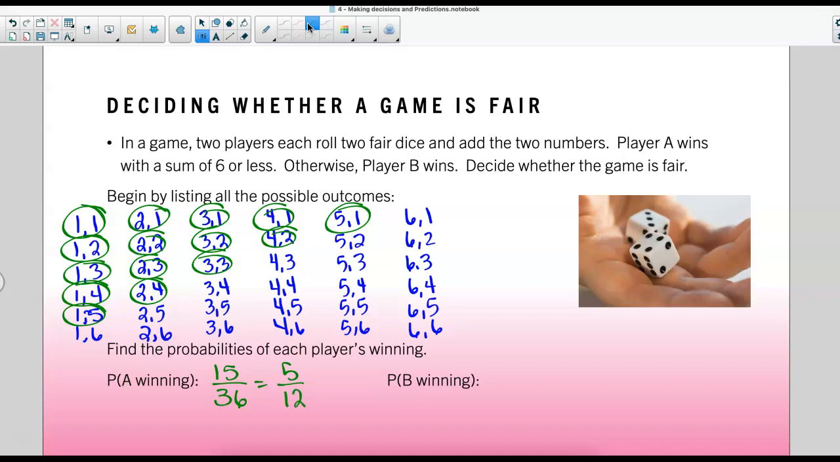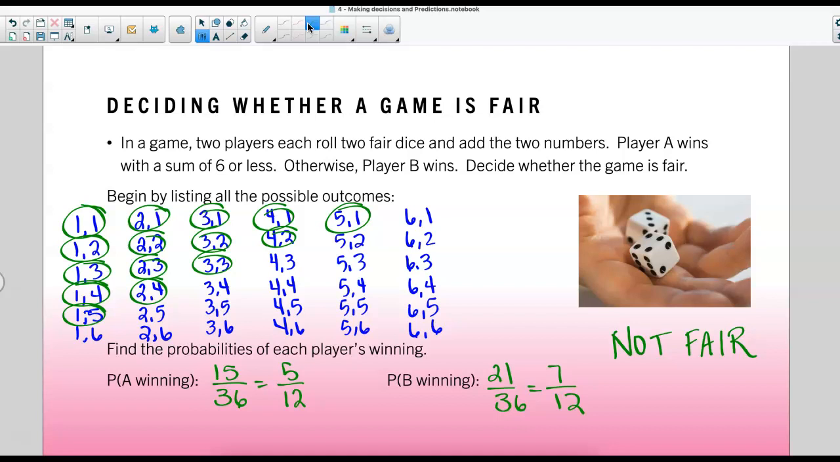It says player B wins all the rest of the time. So if player A won 15 out of 36 times, 36 minus 15, player B wins 21 out of 36 times, which is 7/12. Is this a fair game? No, it's not fair because player B has a better chance of winning. There are 6 more times that player B could win.